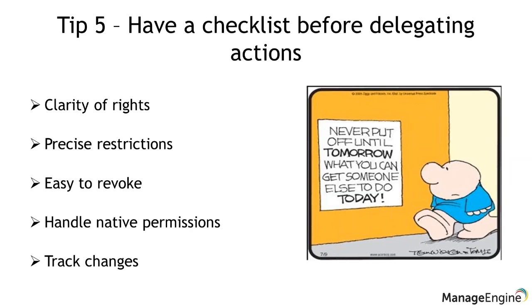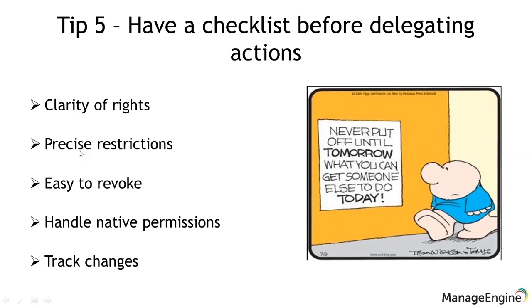For instance, if you give the user the privilege to delete user accounts in Active Directory, that could further branch down to deleting users, deleting computers, deleting contacts, deleting groups. So we need to be very precise, or we need to be sure about the exact rights that we are delegating. That is point number 1 in the checklist.